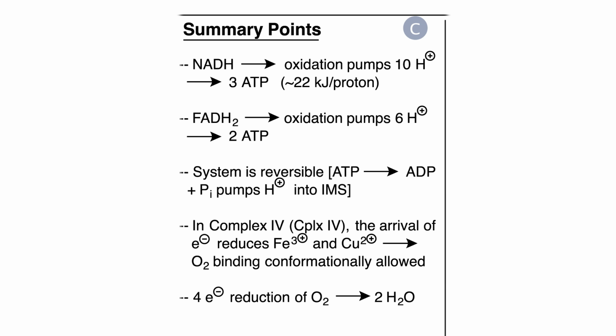Adding things up, if we start with 2 electrons coming from NADH, we transport about 10 protons into the intermembrane space. That's enough to make about 3 molecules of ATP. If our electrons start with FADH2, reduced flavin, we only transport about 6 protons. That's enough to make 2 ATPs. If you remember, making ATP is only one of the things that we can do with the power of the proton gradient. I mentioned earlier that we can also use it to generate heat and motion.